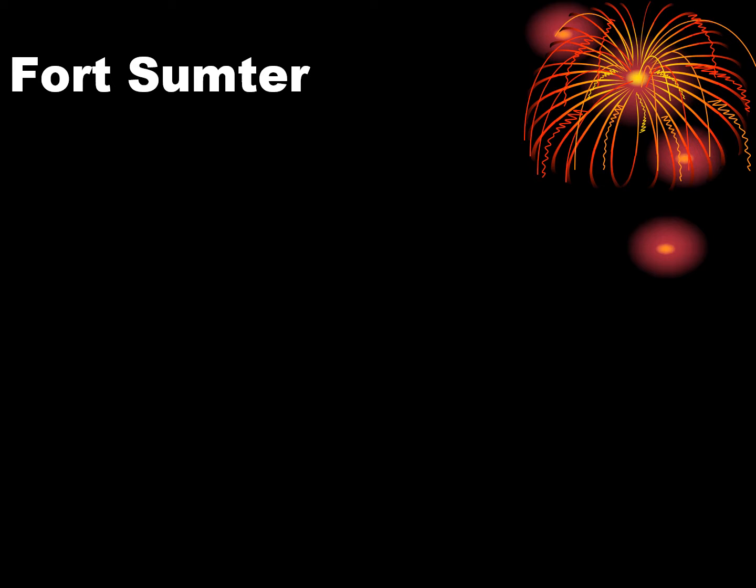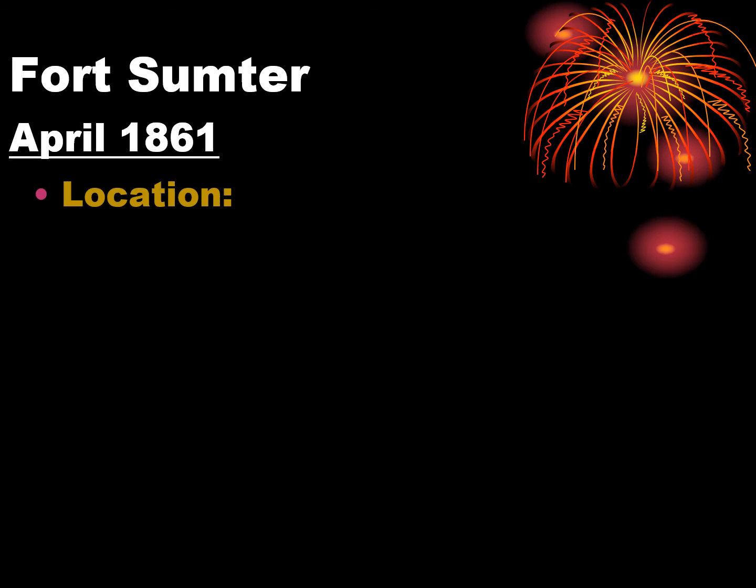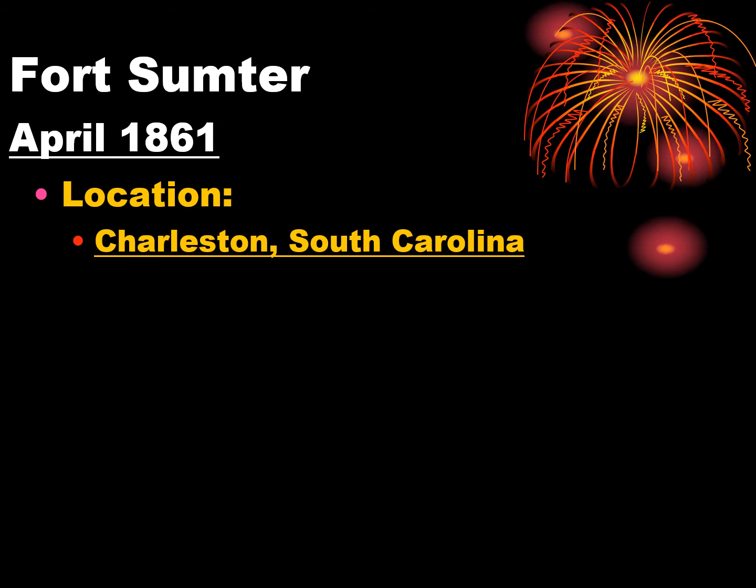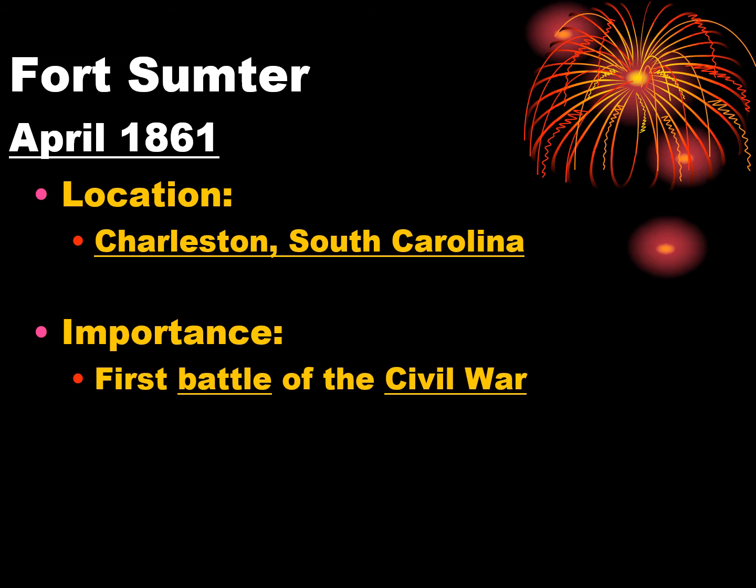So first up, we have Fort Sumter. And so Fort Sumter was in April of 1861. Location, Charleston, South Carolina. Its key importance, it is the first battle of the Civil War. It was actually a bloodless battle. There was, ironically, a Confederate horse that died.